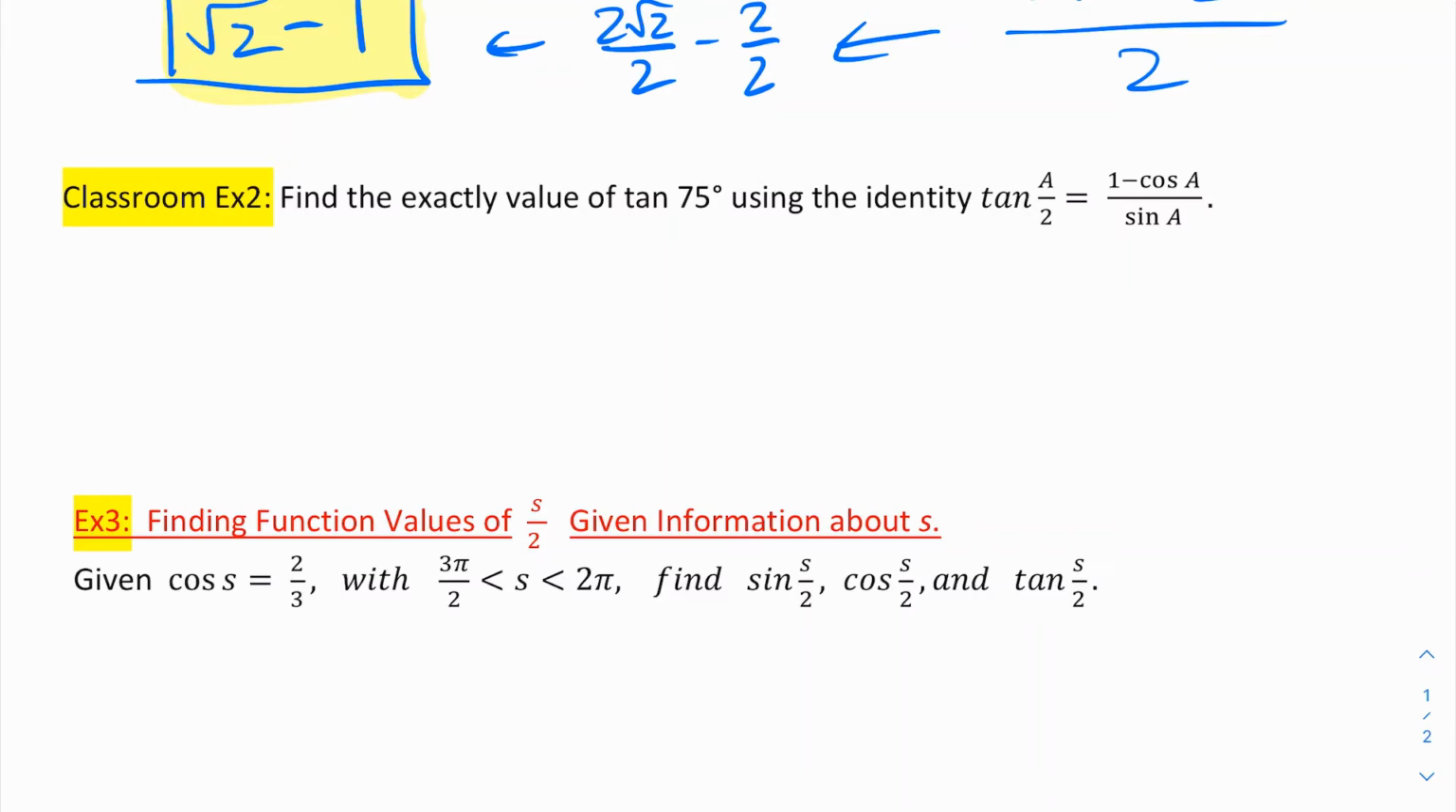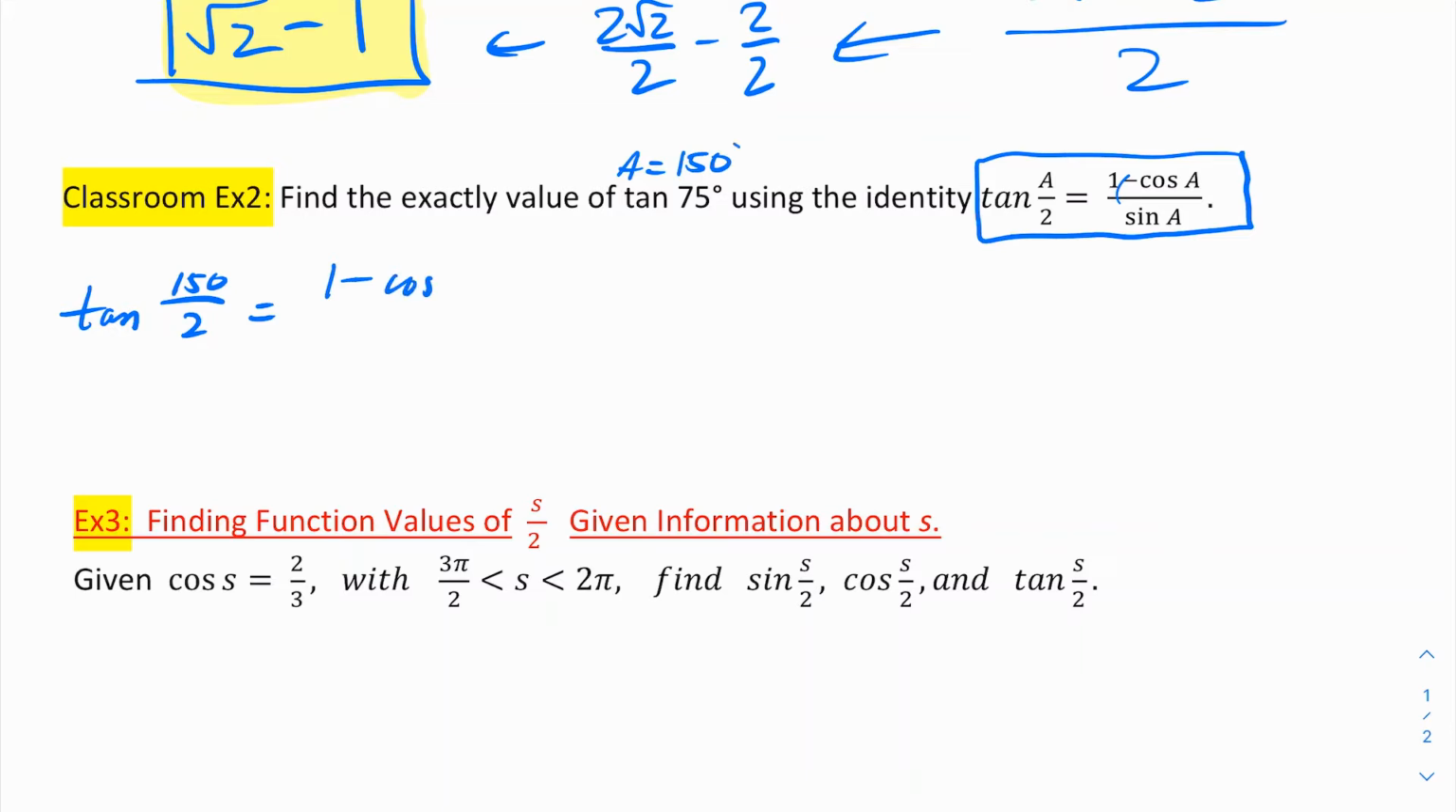And again, we're going to be using half angle identities. Okay, so you're going to be using this, not the sum and difference identities. All right, so I'm going to use A is equal to double that, so 150. So tangent of 150 over 2. You should have tried this already. We're going to use this formula over here. So we're going to do 1 minus cosine of A over sine of A. And A is 150.